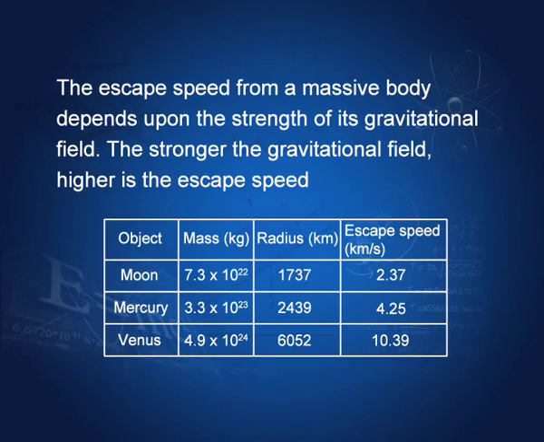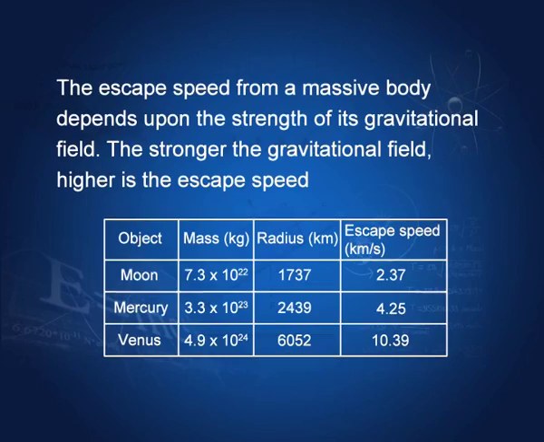I will give you the escape speed on 3 different bodies: Moon, Mercury and Venus. Knowing the mass and the radius of these bodies, one can easily calculate the root of 2GM by r, and these are the speeds. And look at this table again. You see that these are very small, 2.37, 4.25, compared with, let us say, Venus 10.39 kilometers per second, or of Earth 11.2 kilometers per second.